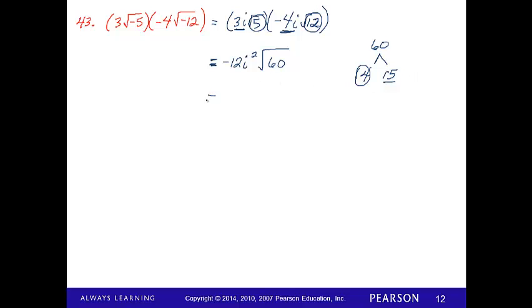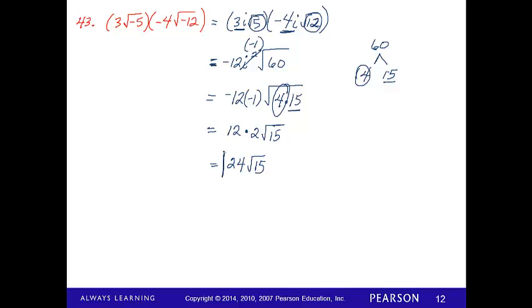So then we can break this down even further to be negative 12. i squared is negative 1. So that's negative 1 times the negative 12, the square root of 4 times 15. So now we have 12 times, well, the square root of 4 is just 2, so we get a 2 on the outside. The 15 cannot be broken down, so it stays on the inside. So this becomes 24 square root of 15.